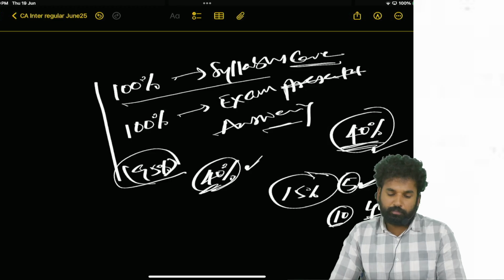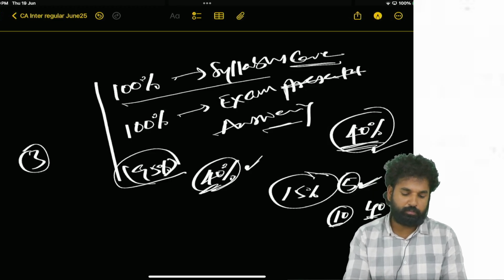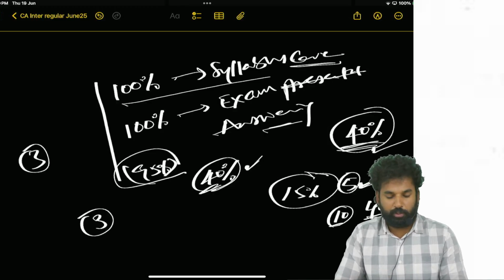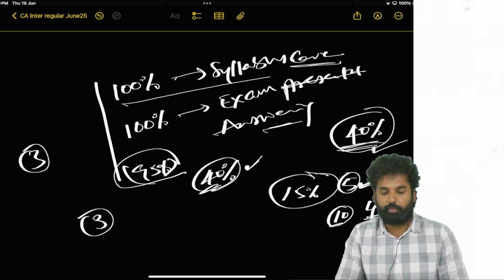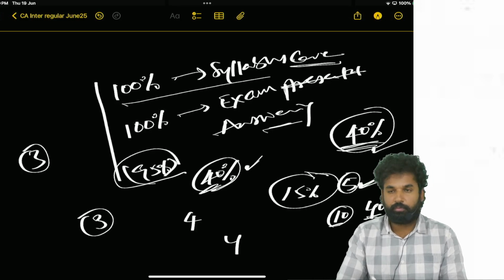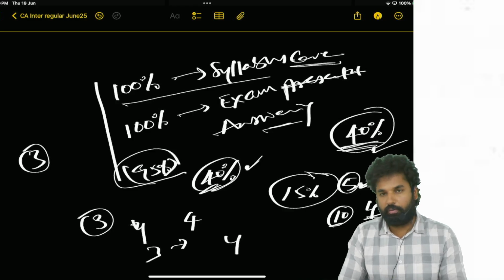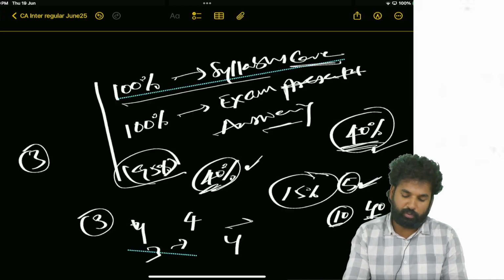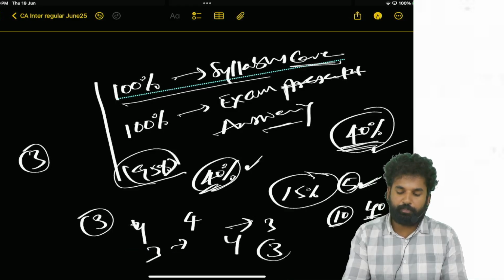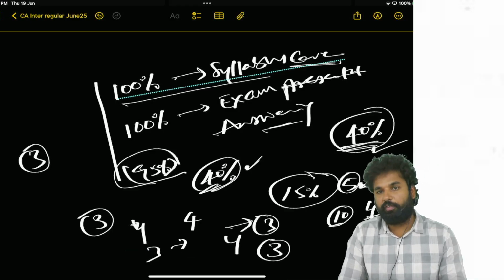And in this attempt you have just 3 papers in a group, so in that way it is somewhat lucky for these attempts. Previously it used to be 4 and 4. Before that it was 7, 4 and 3. Then it was made 4 and 4. Now it is 3 and 3. In that way, 2 subjects got reduced, so you are somewhat lucky.